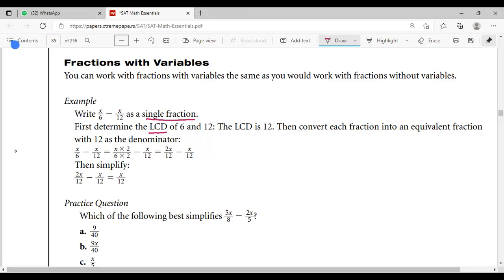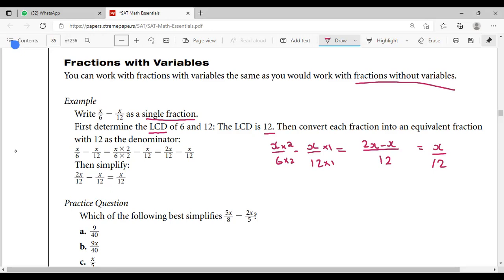So let's do it. We have 6 and 12. It's basically the LCM. LCM of 6 and 12 is 12. So we'll have x by 6 minus x by 12, this is equal to, over 12. Now 6 into 2 is 12, and x into 2, minus 1 into 1 x. So we have x by 12. So this is how we do fractions without variables as well. Okay, so the method is same.